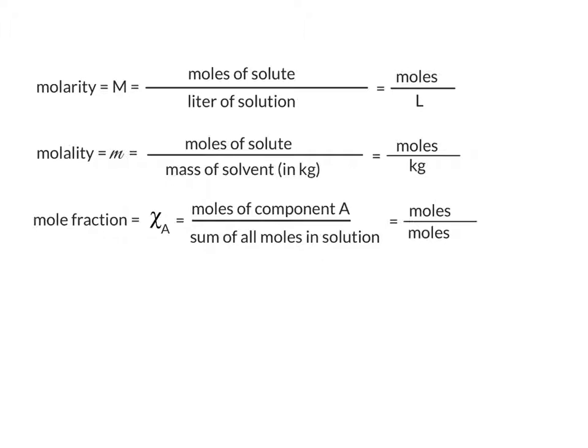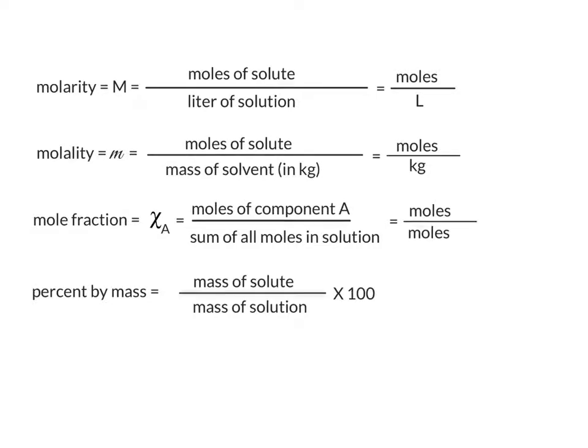The fourth and final concentration unit is percent by mass. The definition of percent by mass is the mass of the solute divided by the total mass of the solution multiplied by 100. The units of percent by mass would be grams divided by grams, so it is also unitless.